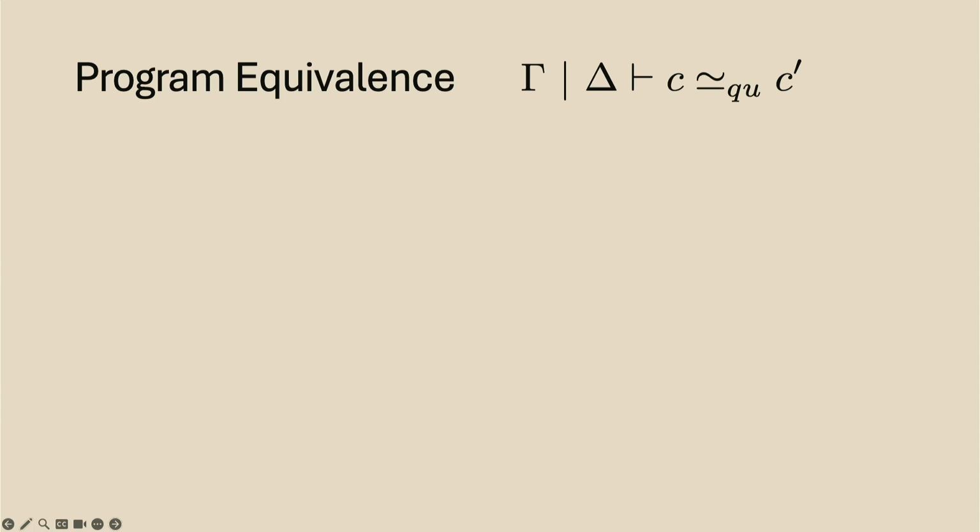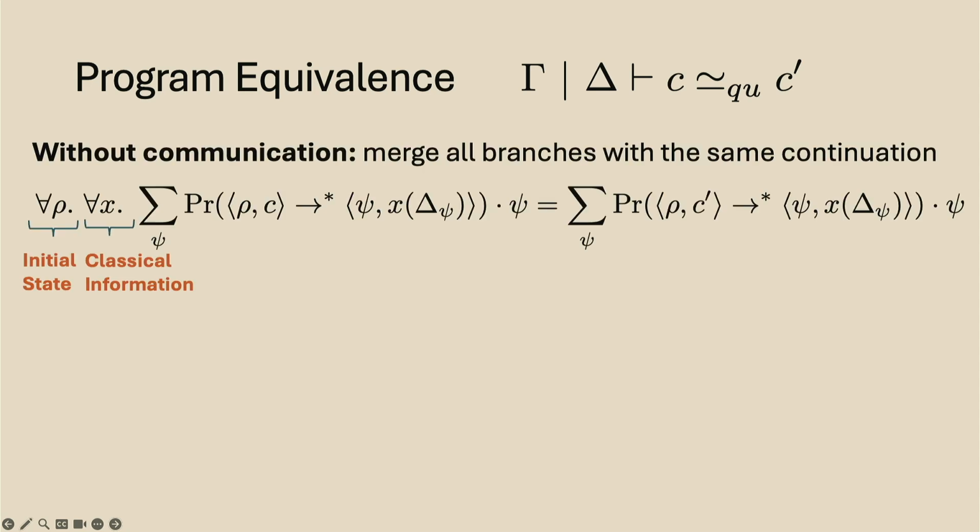How we then define a notion of program equivalence on this is again not super difficult. Once we have it for just quantum computing, without communication, the way we do this is by merging all the branches with the same continuation, discarding every piece of classical information on the branch if you have the same continuation. You can see this by looking at the quantification there. This whole statement is something like: for all initial states and for all x, where x is the classical branch you're on, therefore encoding the classical information.